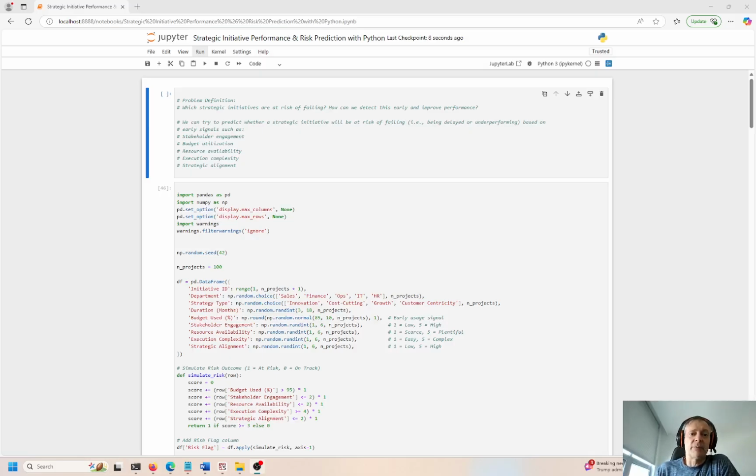And the project today, I want to focus on strategic initiative performance and risk prediction. Okay, we're going to use Python and we're going to use a Jupyter notebook to do all the analysis.